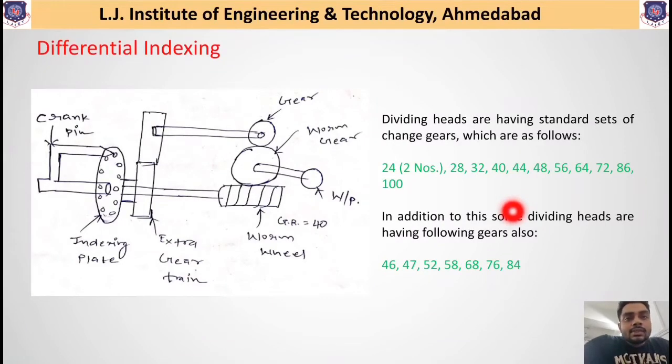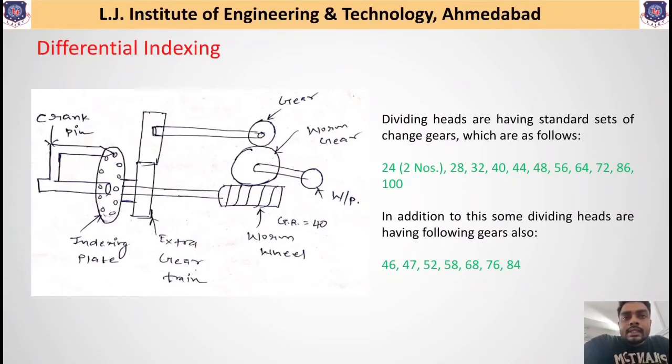In addition to this, in many universal dividing heads there are also other gears available, such as gears that have teeth of 46, 47, 52, 58, 68, 76 and 84. So these are the different standard gears available which need to be adjusted in this dividing head, and how this needs to be adjusted and how these gears or their teeth need to be calculated, that we will study in our further topics.